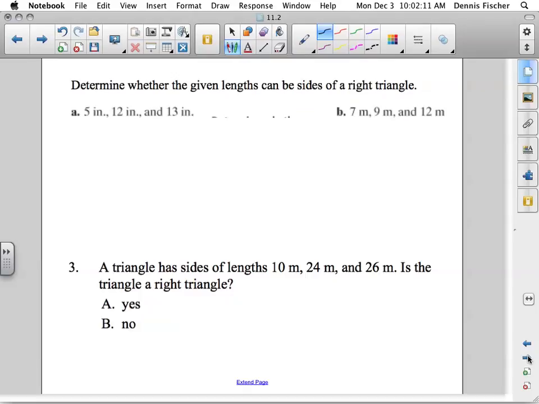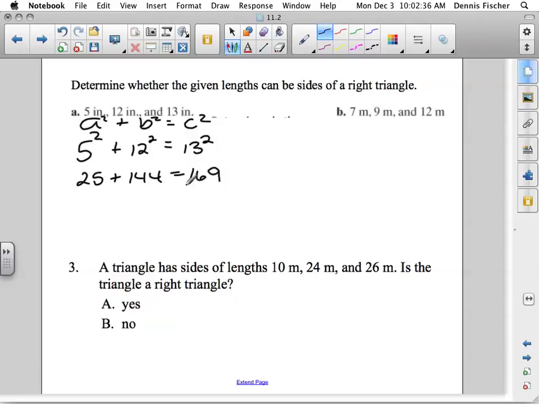Hopefully you know right away, but is it a right triangle? Yes, and we'll check it out. So we're going to say a squared plus b squared equals c squared. So I'm going to have 5 squared plus 12 squared equals 13 squared. So 144 plus 25 equals 169, and then 169 equals 169. Right? Did it work? Yeah. Is it a right triangle? Yes.